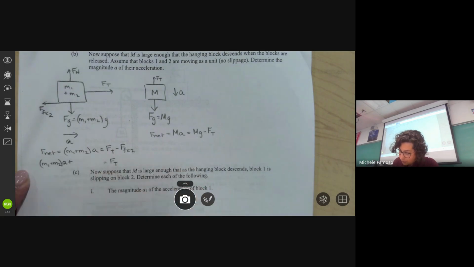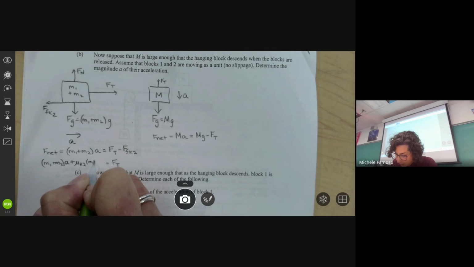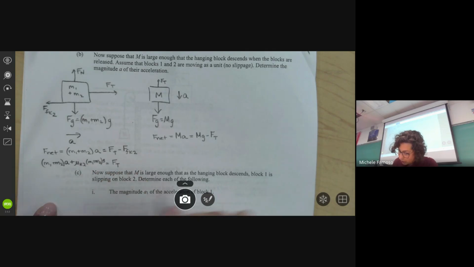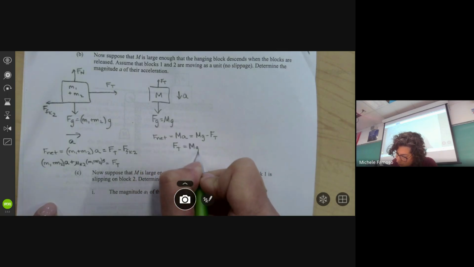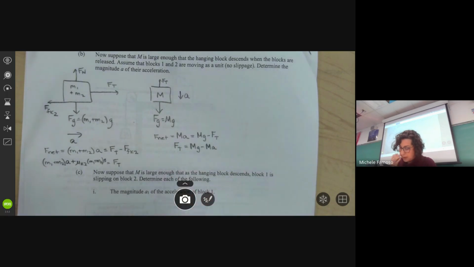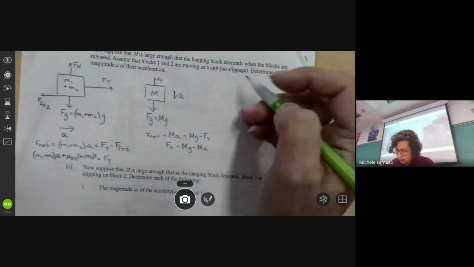I'm going to add the force of kinetic friction, which would be mu K2 times the normal force, which is M1 plus M2 times G. And over here, this tension is mg minus ma. Let's set the two tensions equal to each other. I'm going to do that over here.